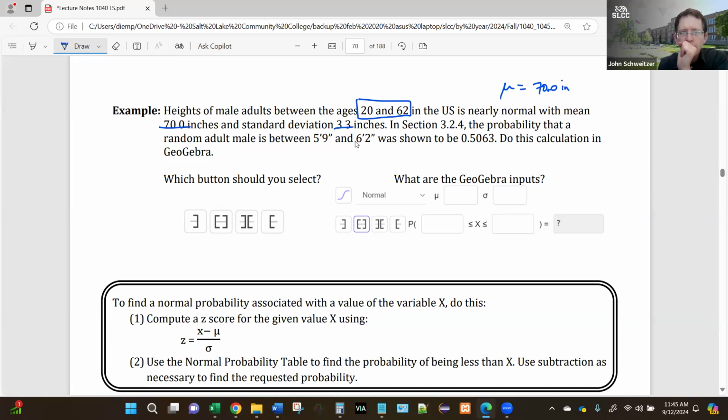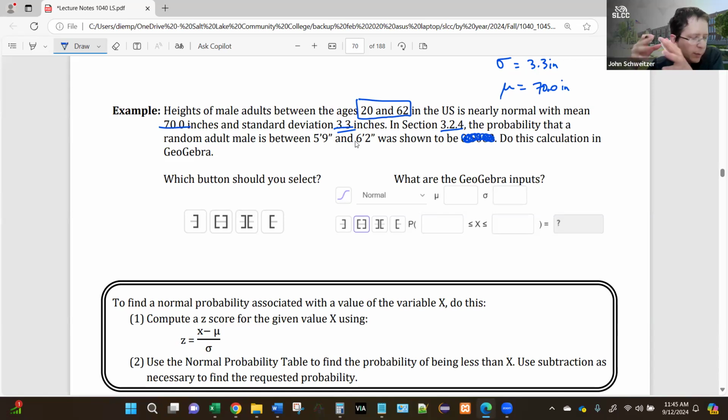But not everybody's the same height, obviously. Some people are shorter, some people are taller. So there's spread in the population, and we measure that spread with standard deviation, with sigma. The sigma here is 3.3 inches, so your typical person is within 3.3 inches of the average. If you're reading the book in 3.2.4, we found the probability of a random male being between 5'9" and 6'2" to be some value.